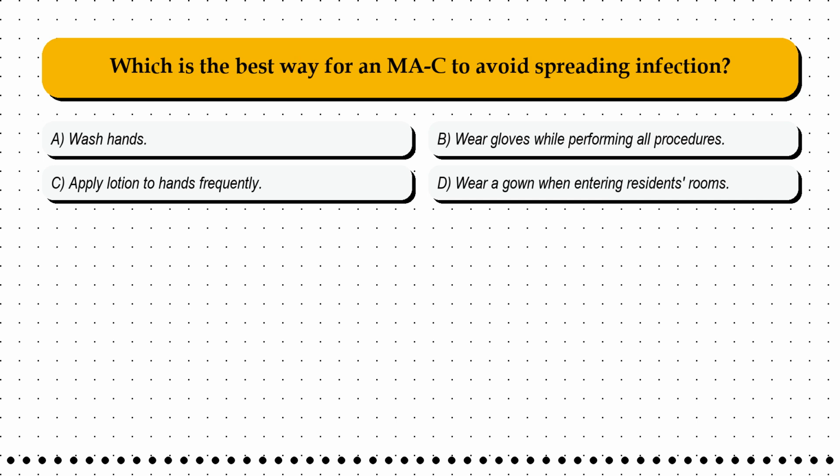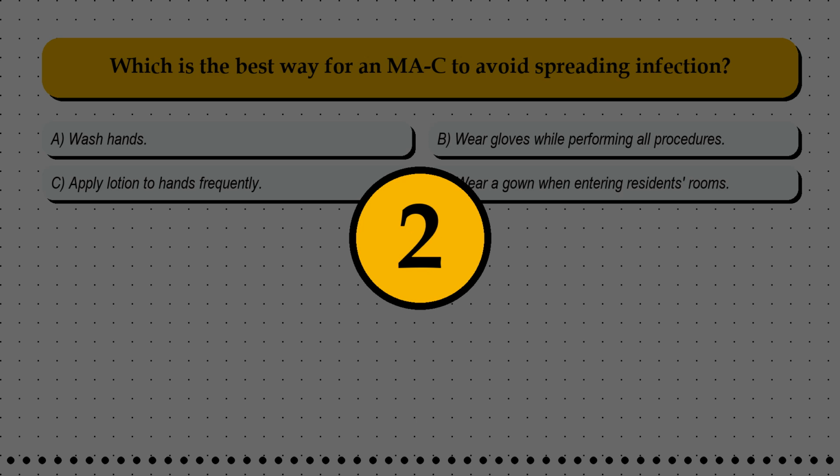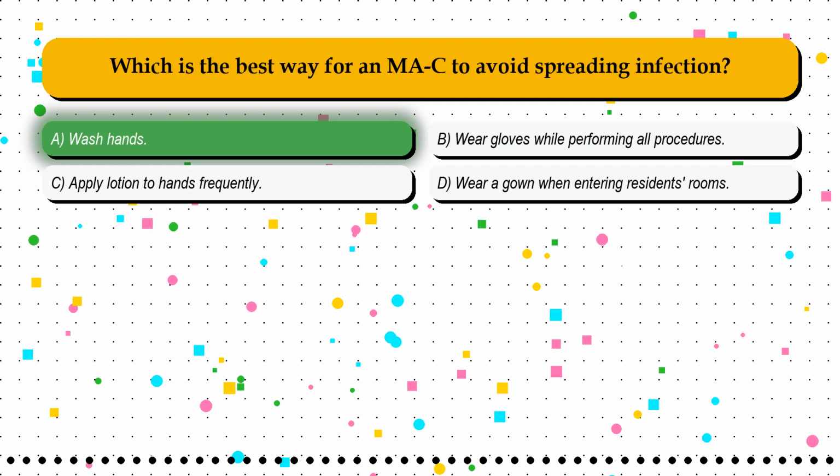Option A, wash hands. Option B, wear gloves while performing all procedures. Option C, apply lotion to hands frequently. Option D, wear a gown when entering residence rooms. The correct answer is option A, wash hands.